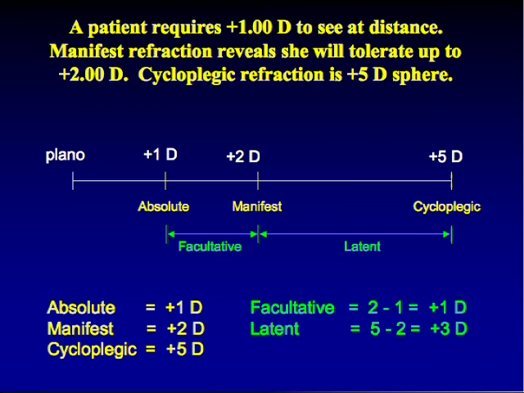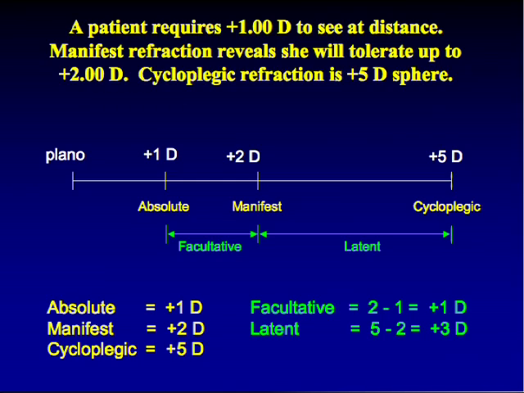A patient requires +1 diopter to see at distance. The manifest refraction reveals that she'll tolerate up to +2 diopters, and the cycloplegic refraction is +5 diopter sphere. What are the types of hyperopia in this eye? Well, she requires +1 to see at distance, so her absolute hyperopia is 1 diopter.